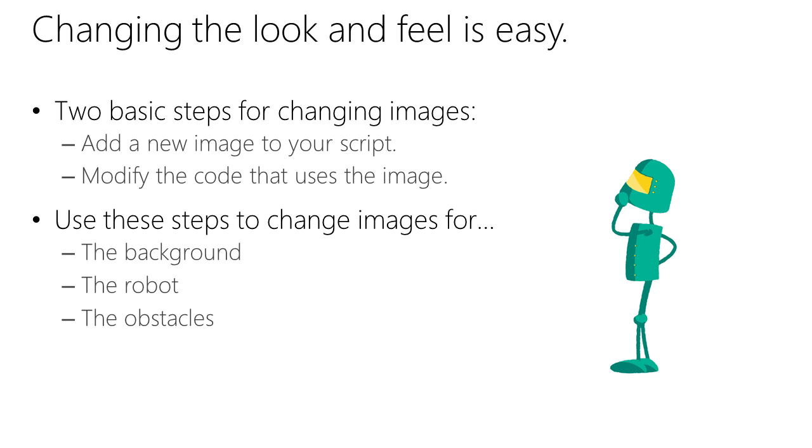So that's how you change art in your script. To summarize, you upload an image, change the code to use the image. Once you get comfortable with that, you can start adding sounds, animations, but there are other ways to change the look and feel.